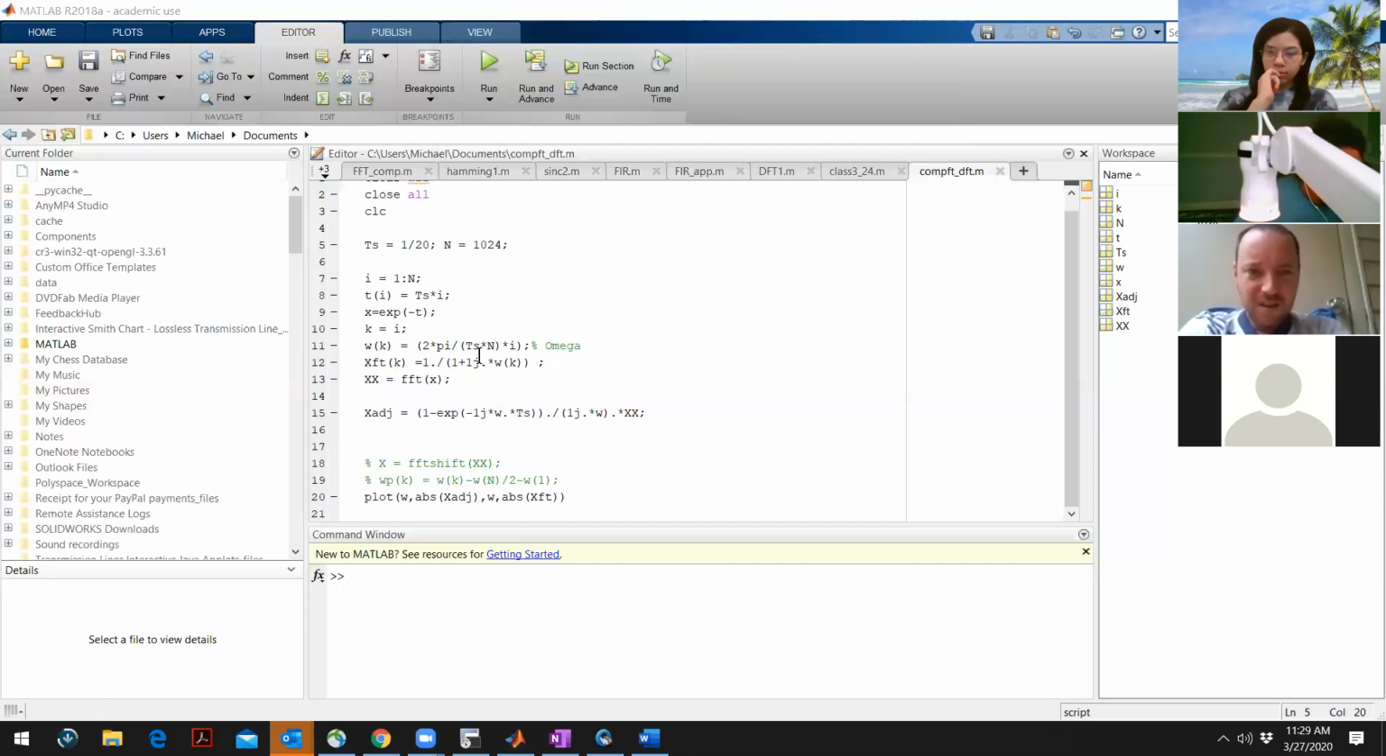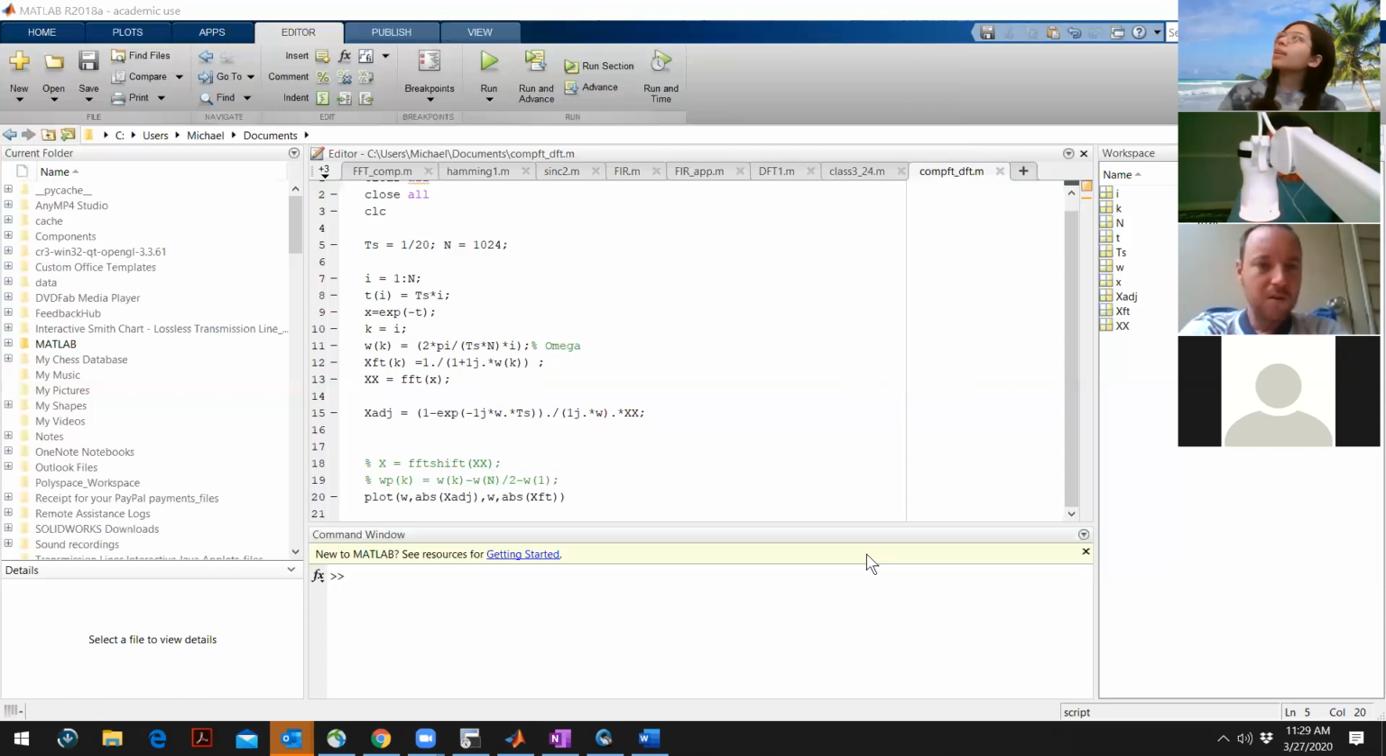Because take a look at this. What am I doing? For this frequency, I take 2 pi over TS. That's the fundamental, capital omega. I divide it by n. That's the length, right? And then I multiply it by I, but I goes from 1 to n. So the upper frequency is capped by TS. Really 2 pi over TS is the cap on that.